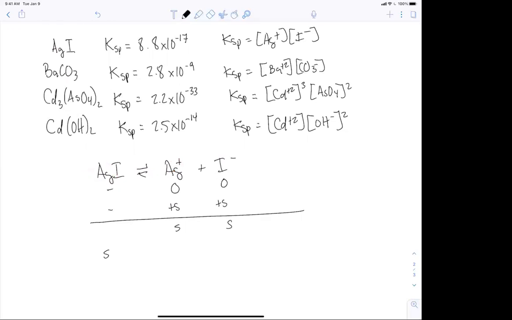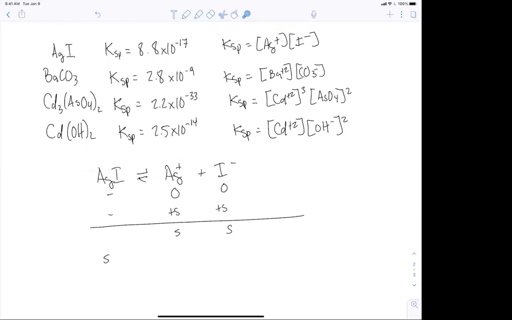So if we take this equation up here and solve for it, we would say that the KSP is equal to S times S. And so what we want to find there is S.